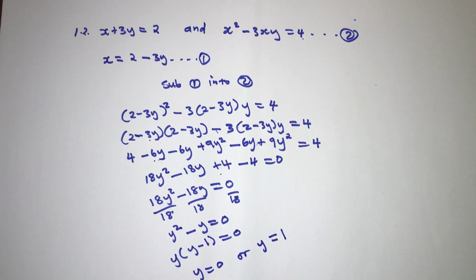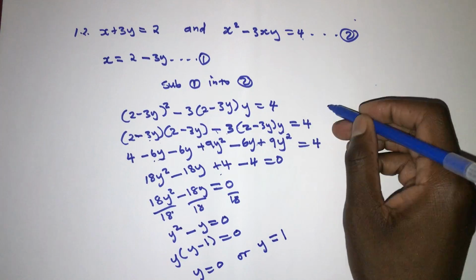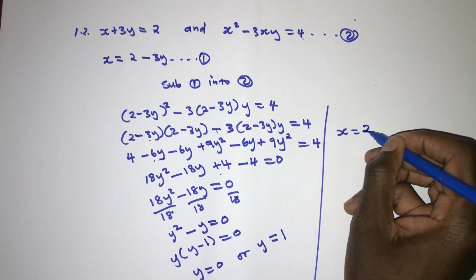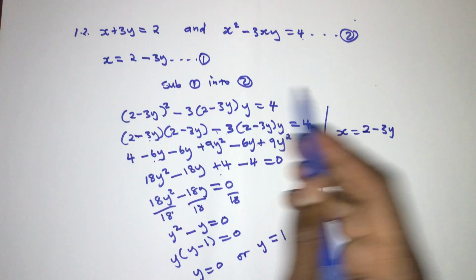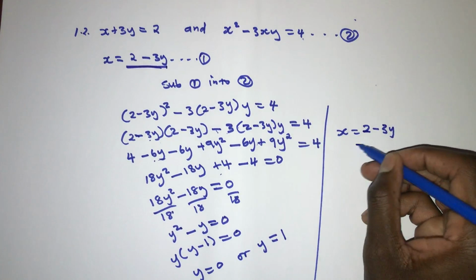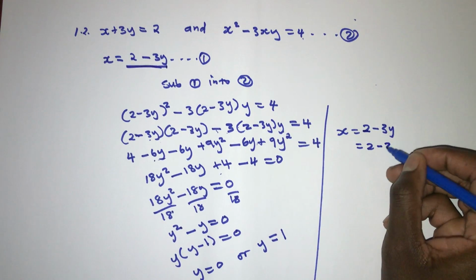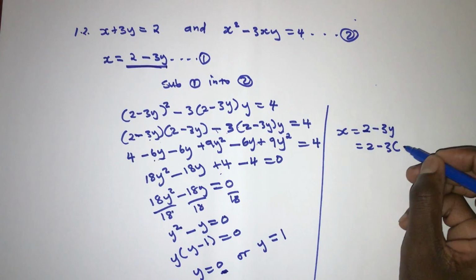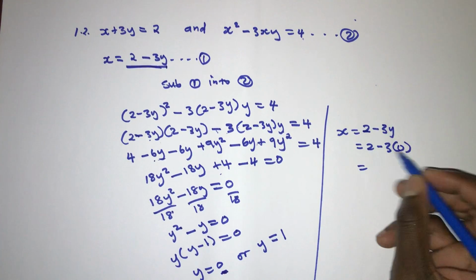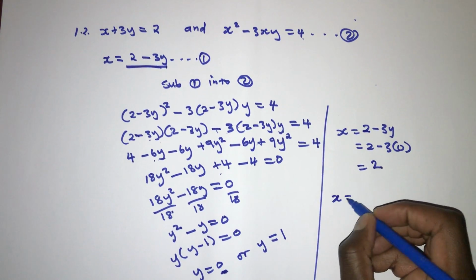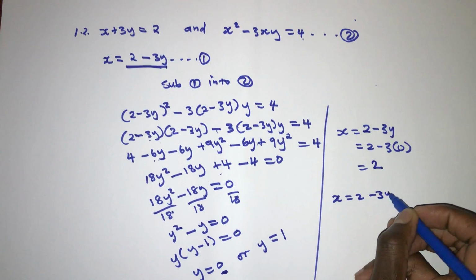So since we have y is equals to 0 and y is equals to 1, now we're looking for the value of x. So we said x is equals to 2 minus 3y. This is the equation that we've created, so we're going to use it. So 2 minus 3. Now what is y? Y is 0. We're choosing 0 now. And then this is 2 minus 0. That is 2.